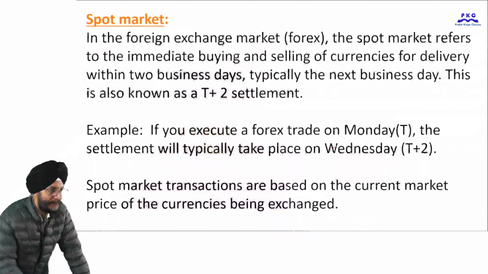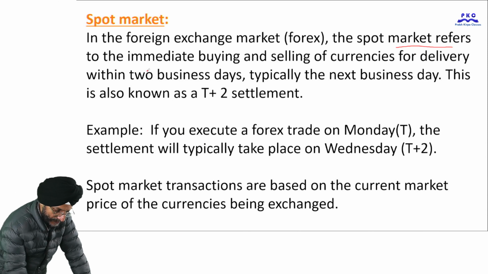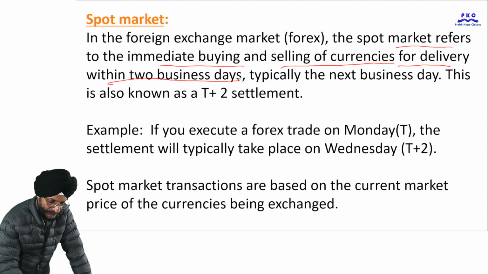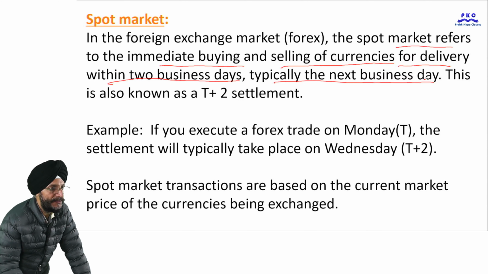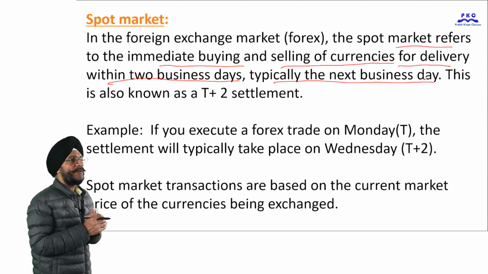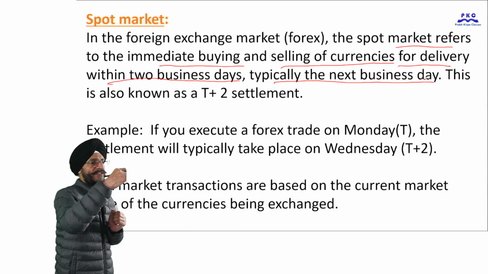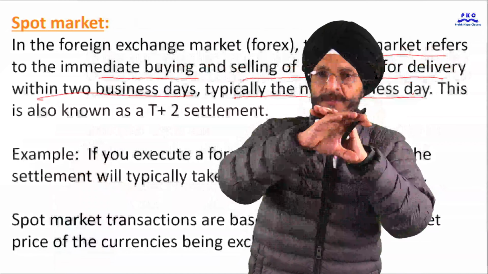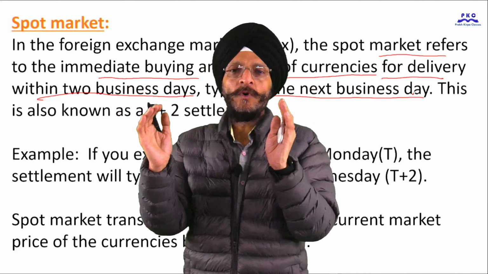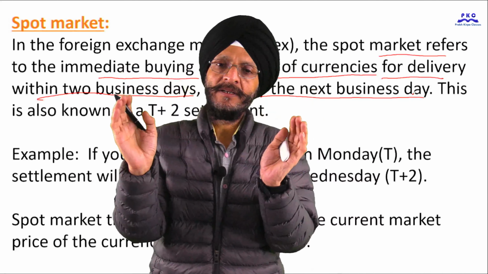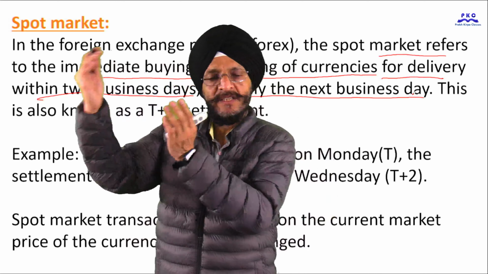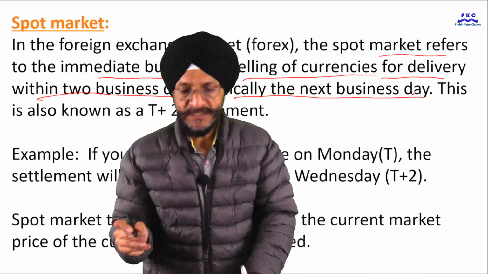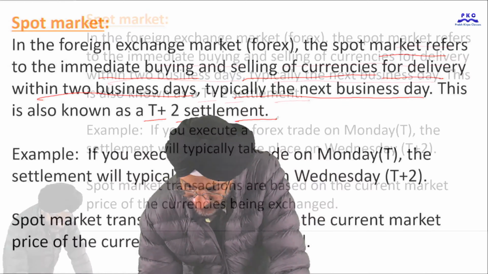In the forex market, spot market refers to the immediate buying and selling of currencies for delivery within 2 business days. Generally, the delivery of the currency which we want to purchase takes place on the next business day. Broadly, 2 days have been fixed for the delivery of the other currency. This is known as T plus 2 settlement.